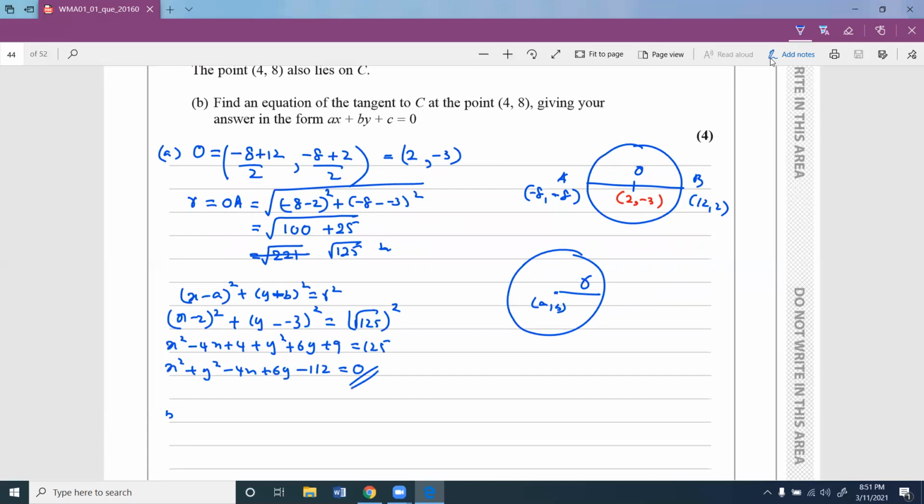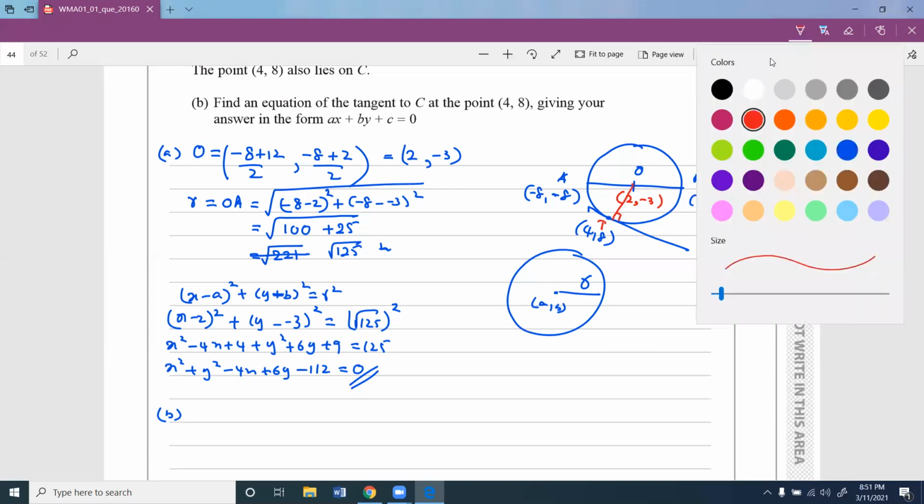Then when you come to part B, find the equation of the tangent to C at point 4, 8, giving your answer in this form. That means it's a tangent somewhere like this. We don't know the direction anyway. The tangent is drawn at 4, 8. We know that to find the equation of a tangent to a circle, the concept we use is that if you draw a line from the center to the tangent point, it is perpendicular to the tangent. I'll just call the point here T.